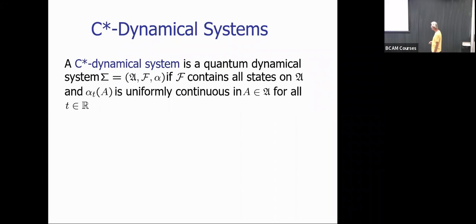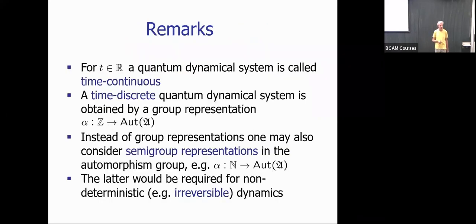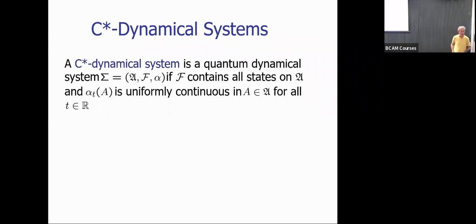And to be more precise, a C-star dynamical system is then a quantum dynamical system given as this triple of the algebra, the folium of states, and a representation of the automorphism group from the real numbers, if F contains all the states of the algebra, and if the automorphism group, now parameterized by these real numbers, is additionally uniformly continuous in the algebra for all times of the real numbers.